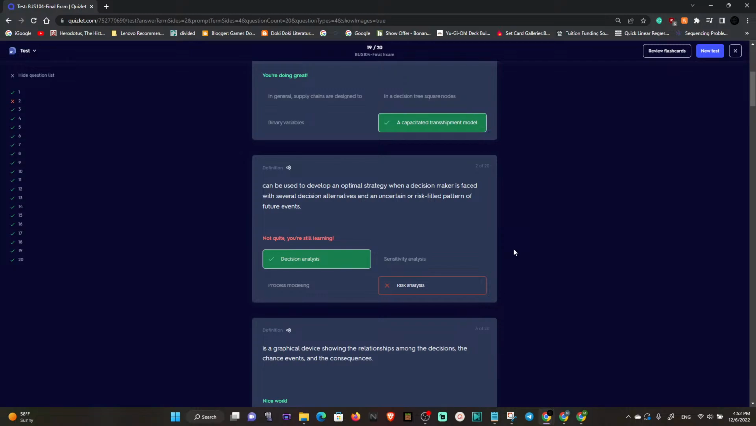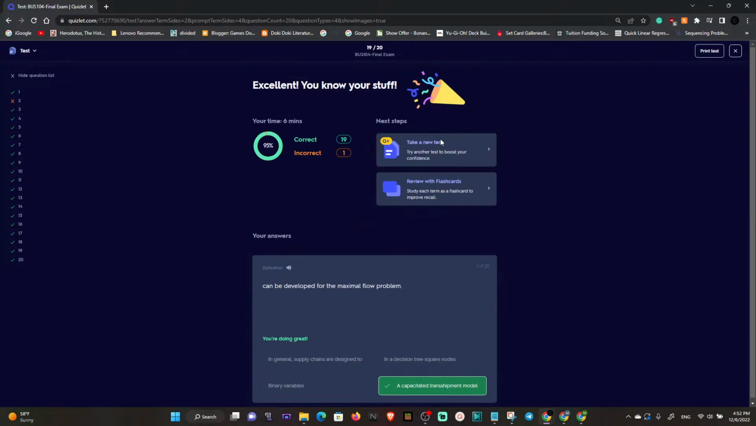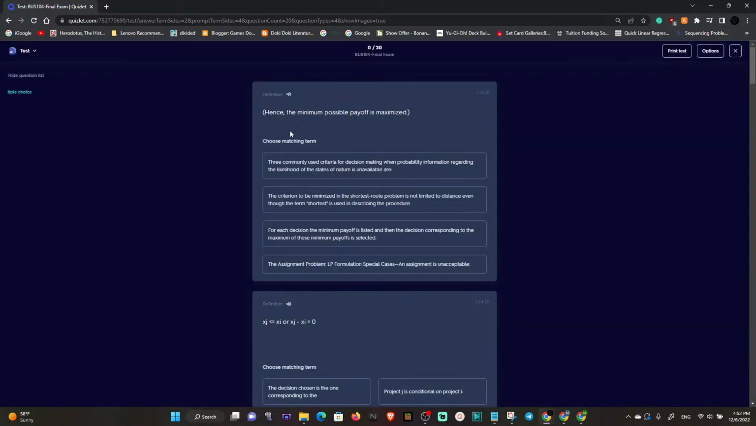Several decision alternatives. Risk field pattern. What an optimal strategy. So decision analysis. Okay. Good. Optimal strategy. Good. Again. Minimum possible payoff is maximized. Ah, shoot.